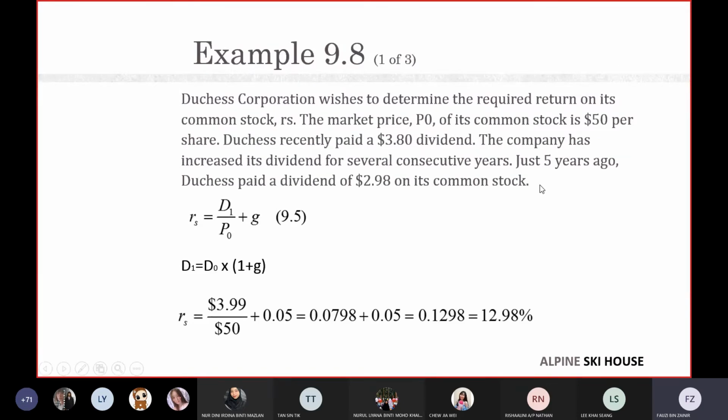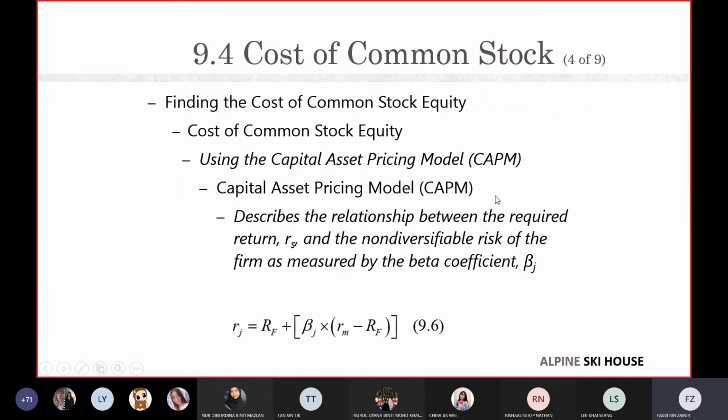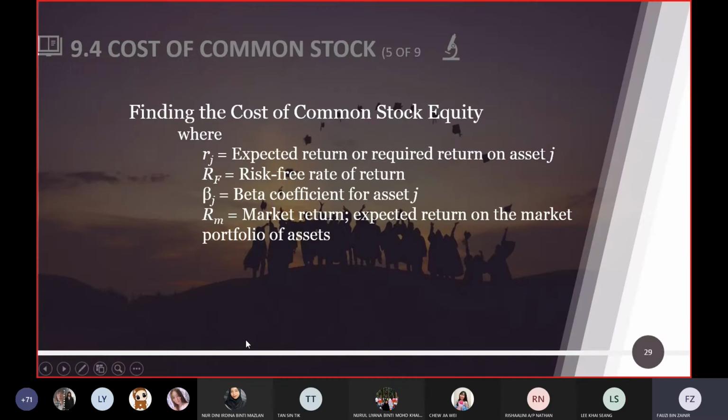Let's look at another way to calculate the cost of common stock equity. We use the capital asset pricing model. Here we have to know some variables, which are the beta, the required market rate, and also the risk-free rate, to know the return for that particular common stock equity.